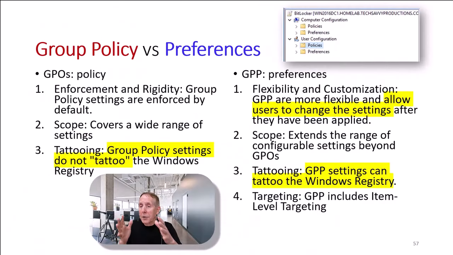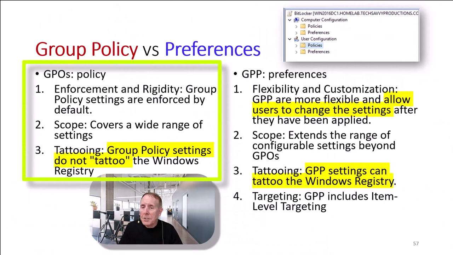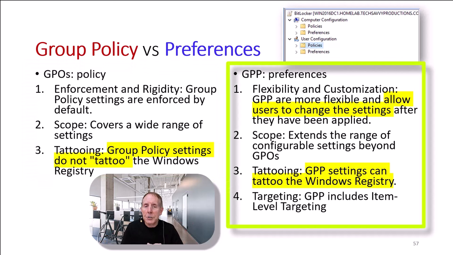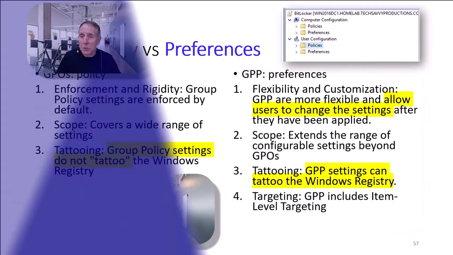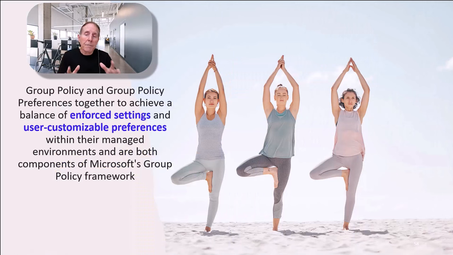So what's the difference? Under policies, enforcement: group policy settings are enforced by default, and the scope of group policies is huge. It's thousands of group policies. Under preferences, known as GPP, flexible customization, they allow the user to change those settings after they've been applied. They extend beyond the range of many GPOs. Another problem with preferences is they can tattoo the Windows registry, whereas group policies do not tattoo the Windows registry. So group policies and group policy preferences together kind of achieve a balance. User customizable preferences that users can change if they want to.